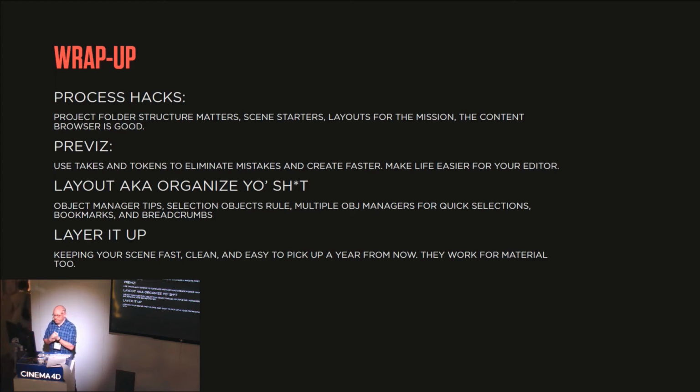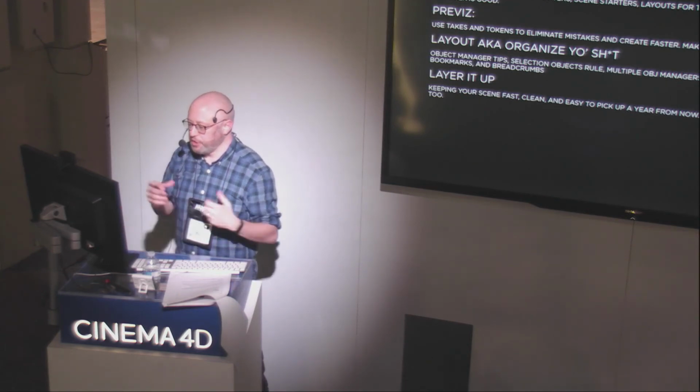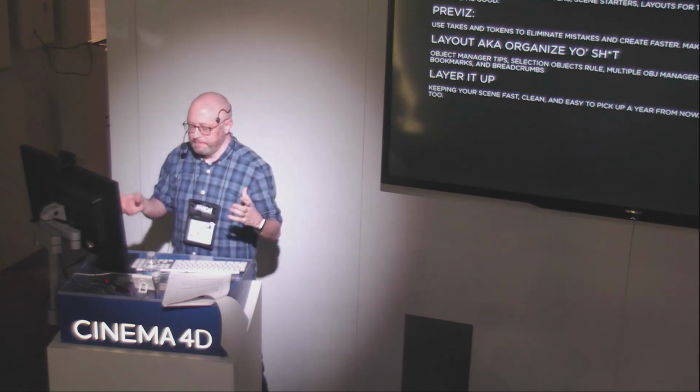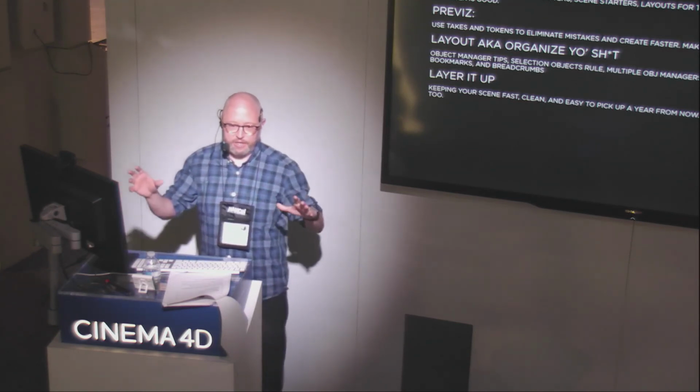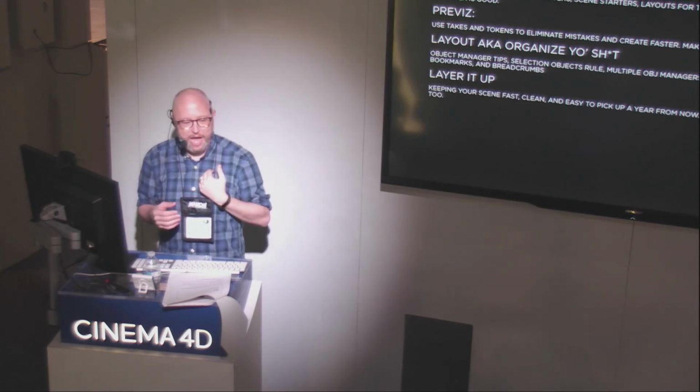Previs. I showed you how to use takes and tokens to eliminate mistakes, create faster, make life easier for your editor, hopefully. I showed you my layout and how I use object manager tips or object manager hacks to kind of make things work better. Selection objects, multiple object managers, bookmarks, leaving yourself breadcrumbs, covered layers. So hopefully out of all that stuff, if you could just take one of these things home and do it, I would be happy.